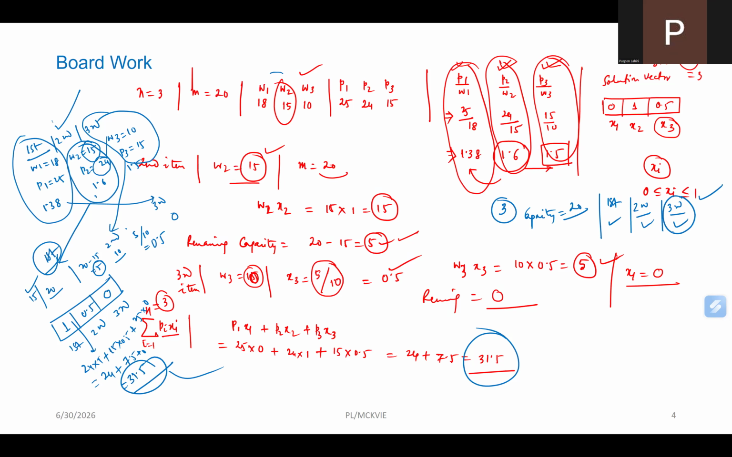So assume that the weight of the third item is 25. But fortunately, the profit-weight ratio of the third item is the highest one. So you have to pick up the third item first. But what is its assumed weight? The weight assumed is 25. But what is the capacity of the knapsack? The capacity of the knapsack is only 20. So at the very beginning, you are not supposed to put the full third item into the bag. You have to take a fraction of the third item. And what is the fraction of the third item? That is 20 divided by 25.